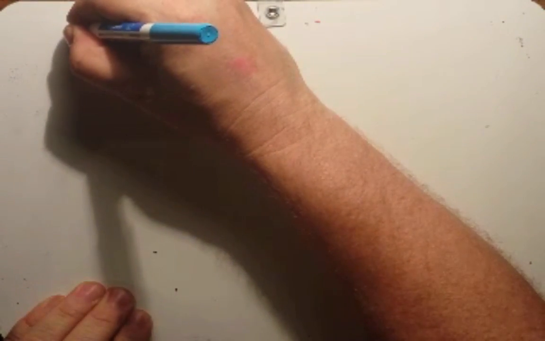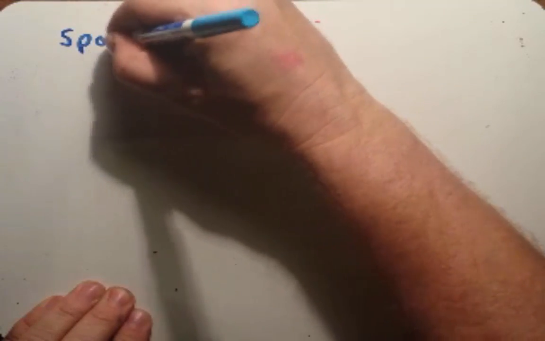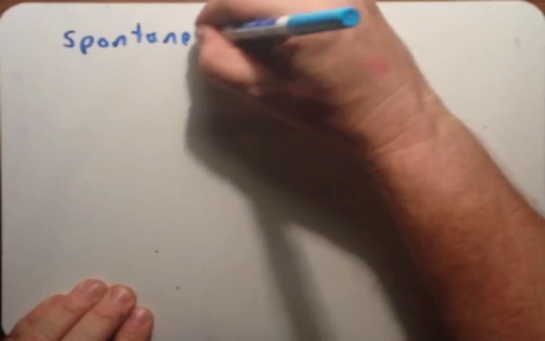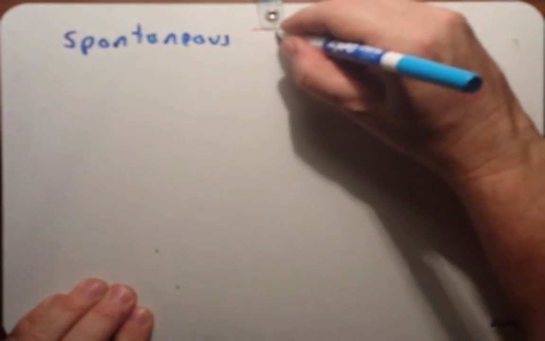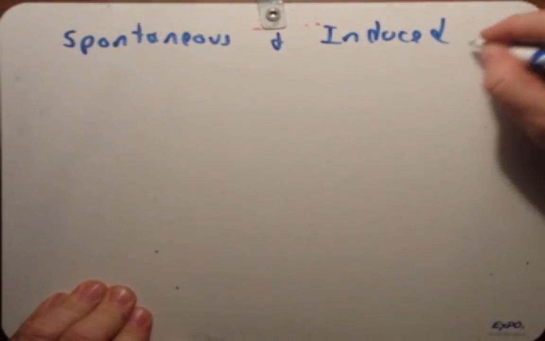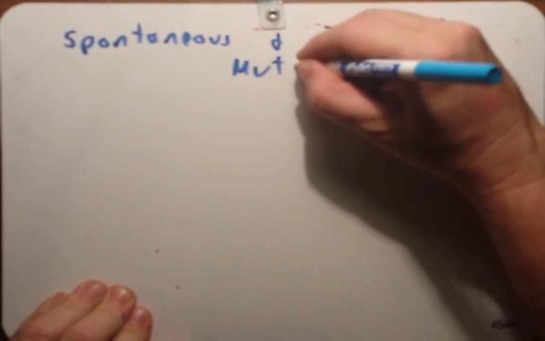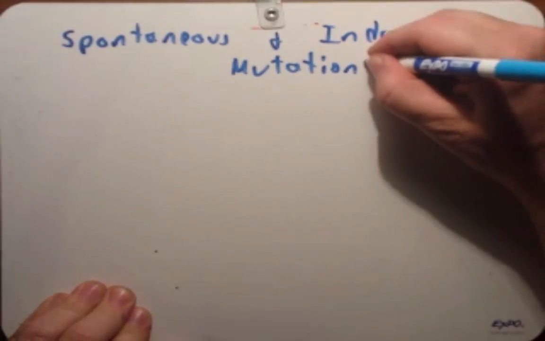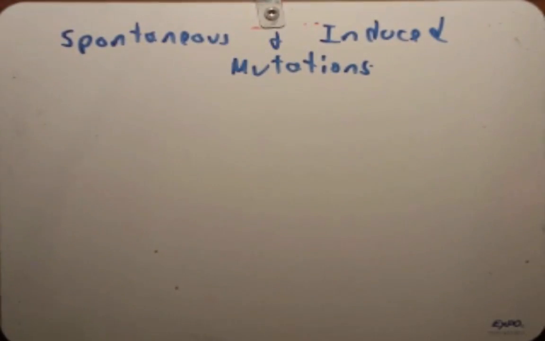In this podcast we're going to talk about how mutations form, and we're going to talk about spontaneous and induced mutations. Your book is going to go into fine detail about some of these mutations, but what you really need to know is what I'm going to tell you in this podcast. We're going to try to break it down for you to exactly what you need to know.